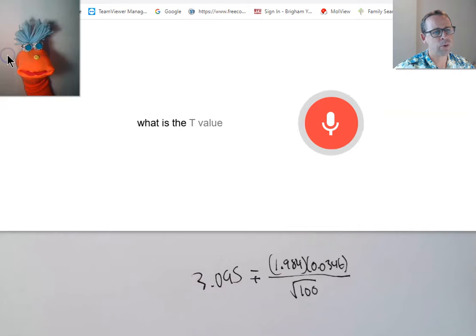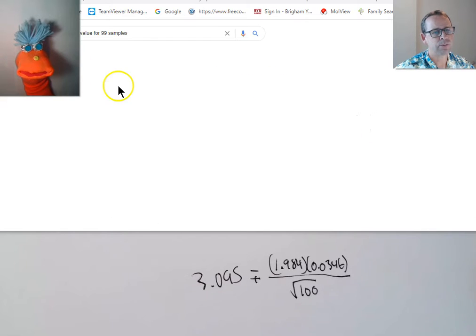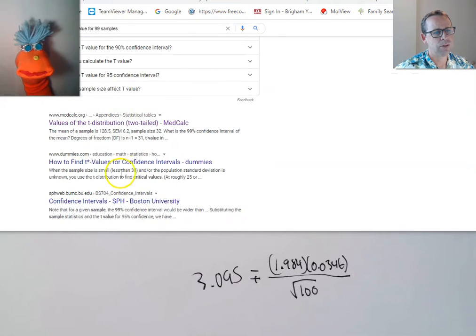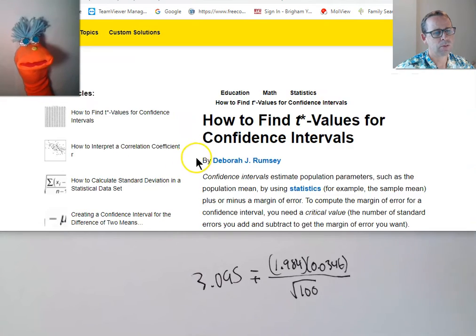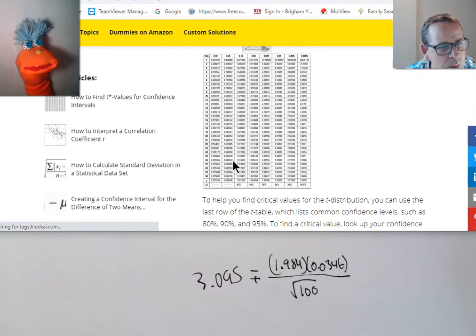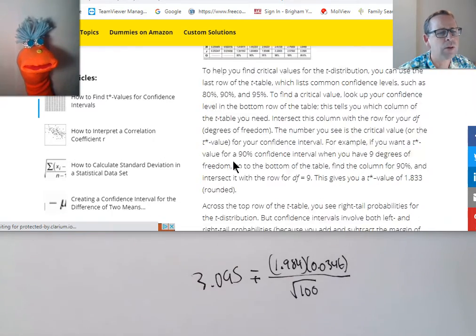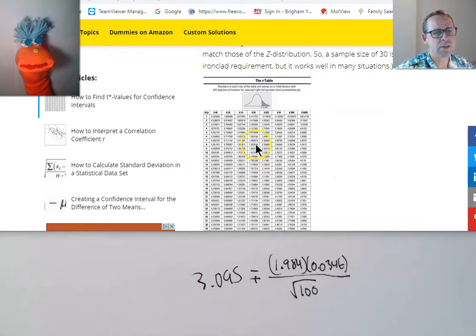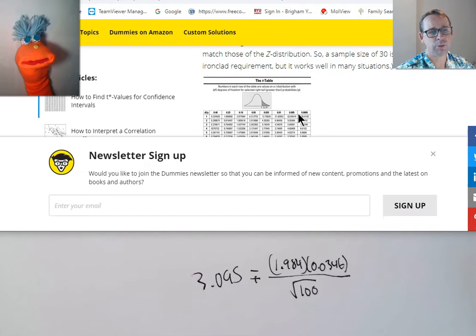What is the t-value for 99 samples? Let's see if we can get 99 samples there. I don't see that. But this t-table does do something else that we haven't discussed yet. This t-table gives us t-values if we want to express our confidence in something other than 95%. So like if we wanted to say I'm 50% confident, or I'm 99.9% or 99.5%, there are different t-values that we can use from that table.